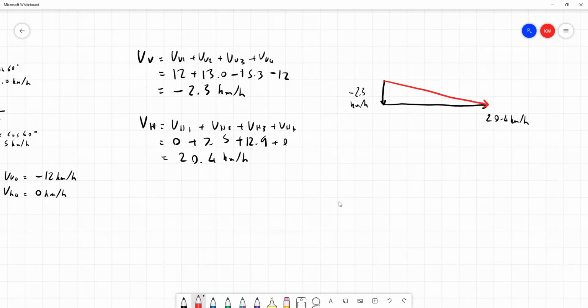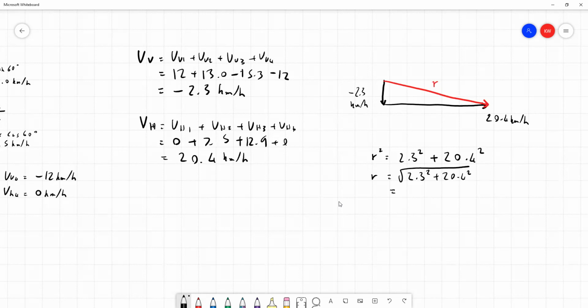So we find the size of this resultant vector by using Pythagoras, because r squared is going to equal 2.3 squared. We don't have to use the negative here, and even if we did, it wouldn't make a difference mathematically. It's just the length of the sides, plus 20.4 squared. So r is equal to the square root of 2.3 squared plus 20.4 squared.